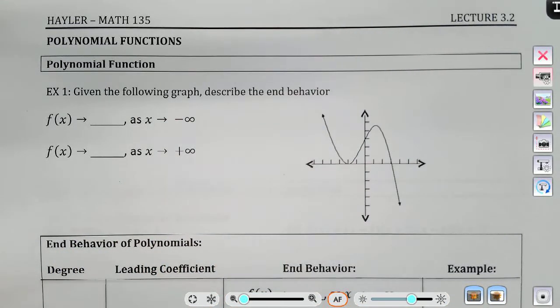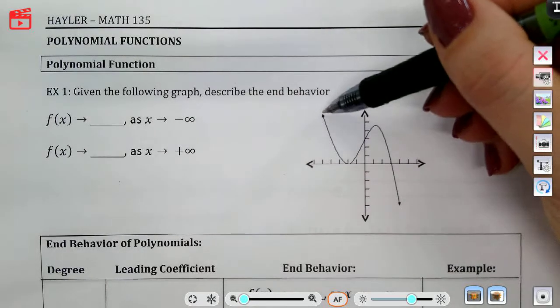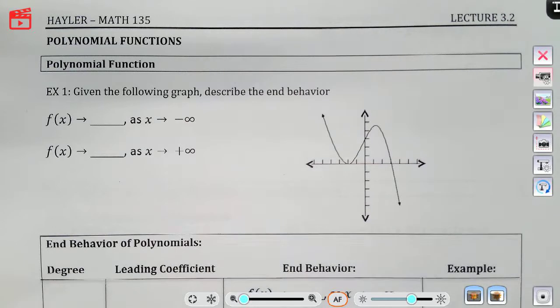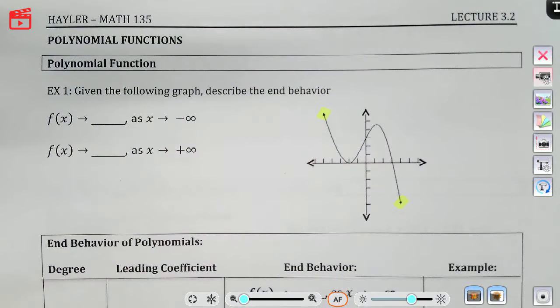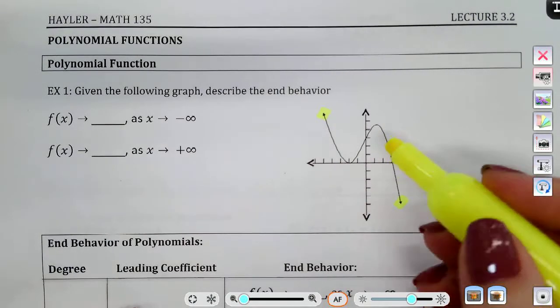What are we talking about when we're talking about the end behavior? Well, kind of what it says, end. We just want to look at the two ends of our graph, but we're going to describe them in a certain way. What we tend to focus on is the fact there are two options.